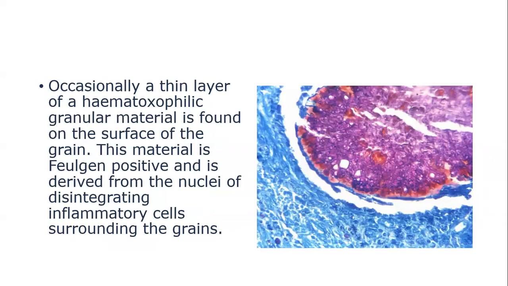Occasionally, on the opposite side, there is another layer, but this time it's blue. So we call it hematoxylinophilic. This granular material is found also on the surface of the grain, and it is Feulgen positive. Now, Feulgen stains the DNA. And so why is it positive in this case? It is derived from the nuclei of the disintegrating inflammatory cells. Okay, so the inflammatory cells disintegrate, and the nuclei contain DNA, and this is where the positivity comes from. It gives this bluish color.